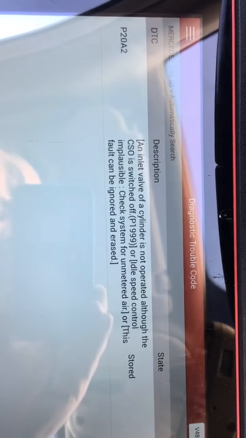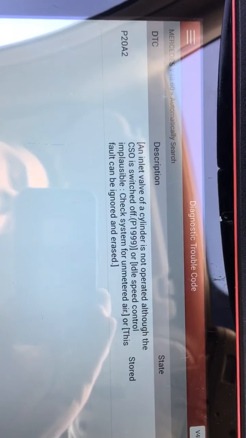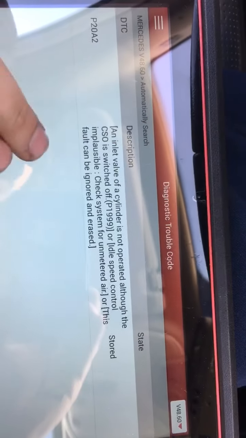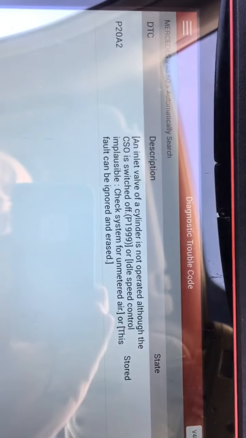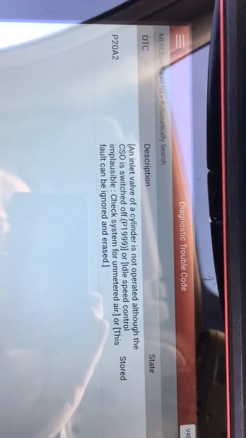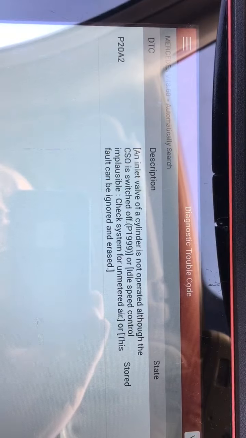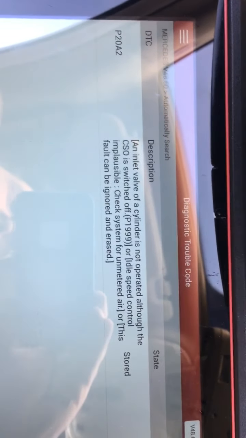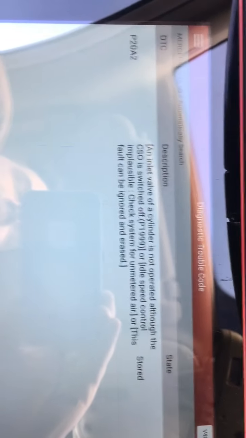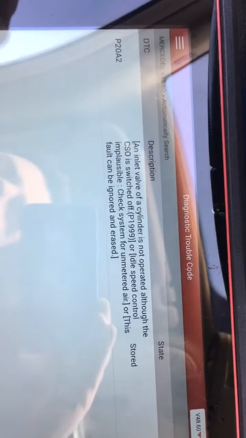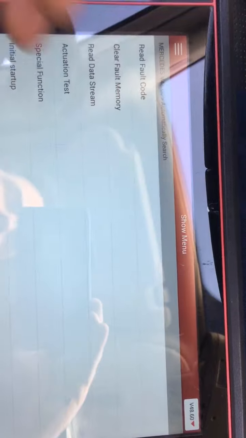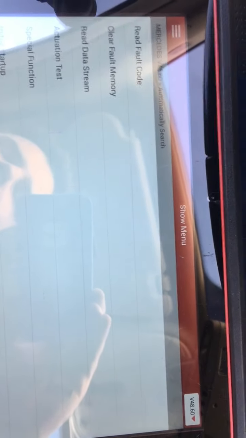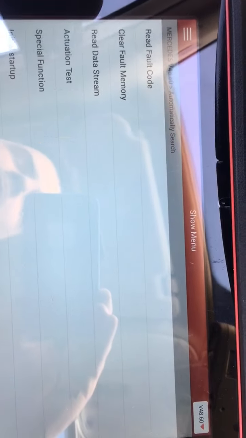It wants you to check for vacuum leaks, and of course I've been ignoring this fault because it says this fault can be ignored and erased. I mean, what better thing than that? But don't think for a second that when they designed this car in Germany and built the car and saw that fault code, they just said, we're gonna leave it like that. No, that's not the case. If you're getting that fault, there is a problem.